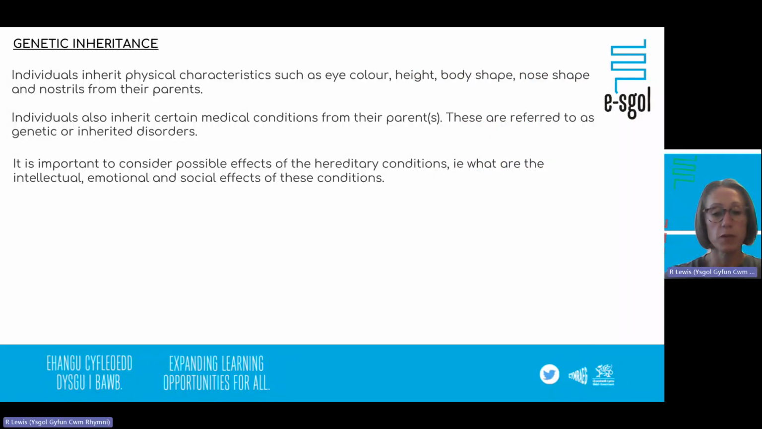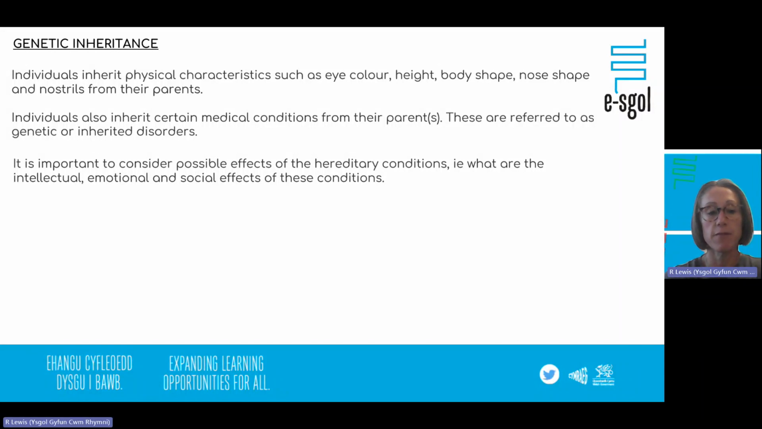Okay, the first thing that we're going to look at tonight is genetic inheritance. So this could be questioned through what we can inherit through our physical characteristics, things like eye colour, height, body shape, nose shape and nostrils. So sometimes you will hear somebody remark on maybe your appearance and how similar you are to your mum and dad, and these are therefore our physical characteristics.